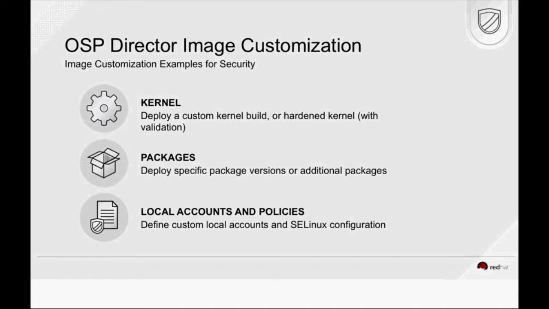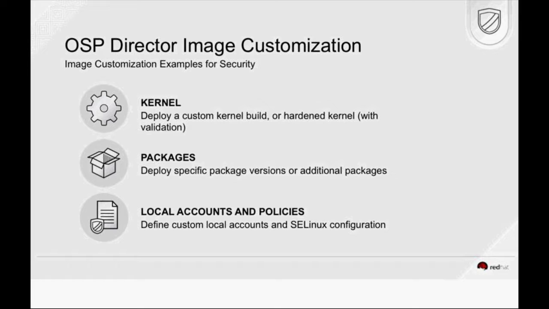In terms of image customization, a lot of times we'll see customers wanting to go through a number of different customizations for their images. Some good examples of what we've seen and what we've implemented for customers. First of all, one is a specific version of a kernel. Let's say you wanted to use a hardened kernel or a different kernel version or a custom build, compiled kernel. That's something that can be done and deployed easily and repeatably with OpenStack Director in the custom image that you can define.